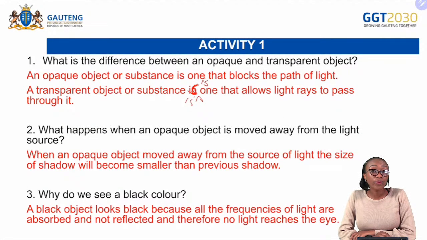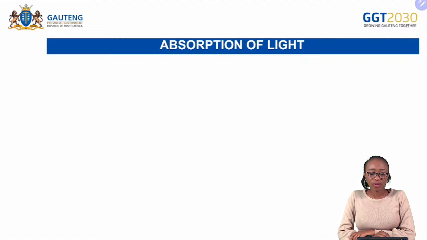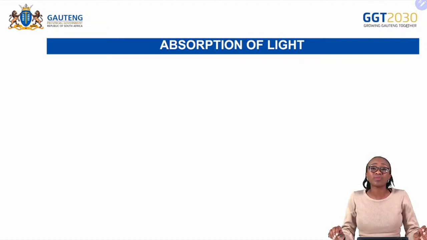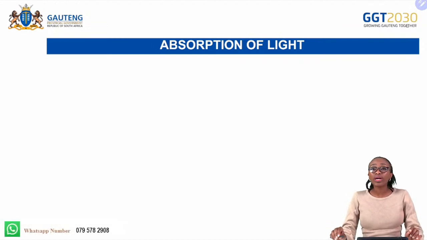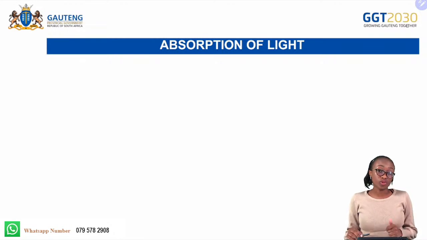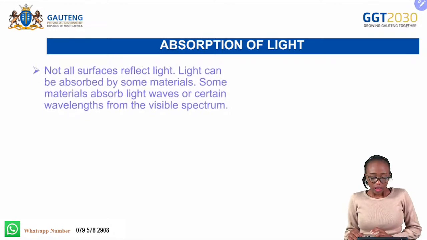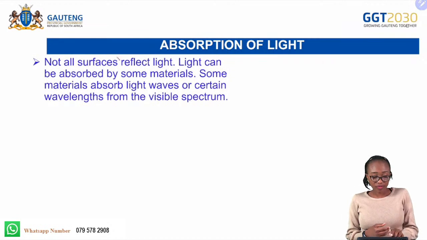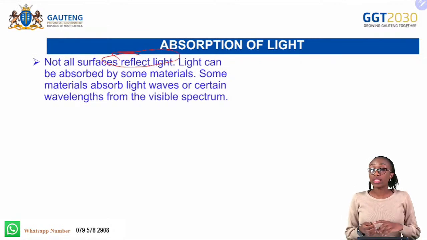Okay, I hope you had enough time to copy down the corrections. So now let's move on to absorption of light. We have been talking about how we're able to see the color black or how we're able to see other colors. But what really is absorption of light? What does that mean? Not all surfaces reflect light, that we know. That's why we're able to see different colors.